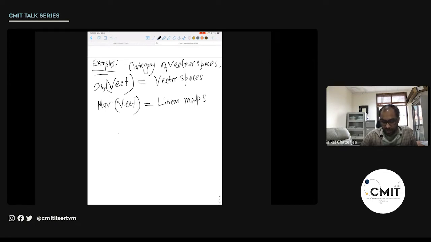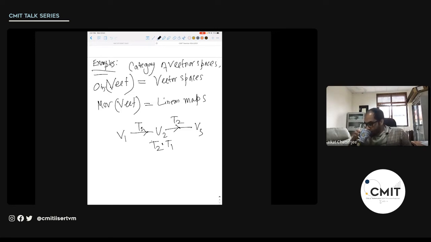Because if you have a linear map, let's say T1 from V1 to V2, and another linear map T2 from V2 to V3, you can compose them, right? The composition is simply the composition of your maps. Of course, the category of sets can also be defined. Again, there is a certain catch, a foundational issue, but let us not get into that at all. But the rough idea is this.